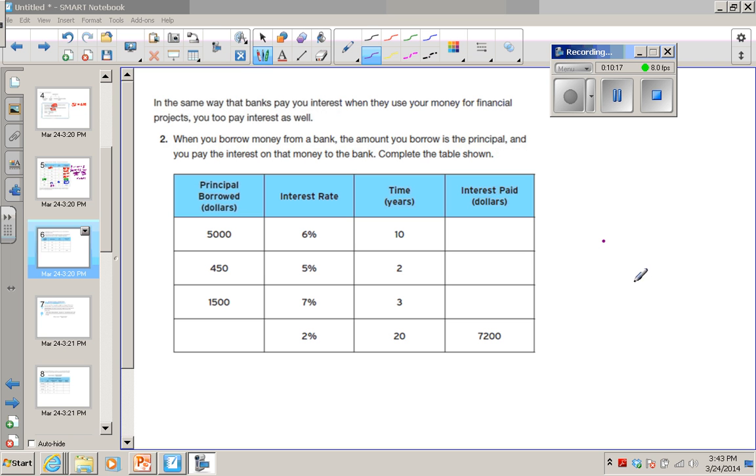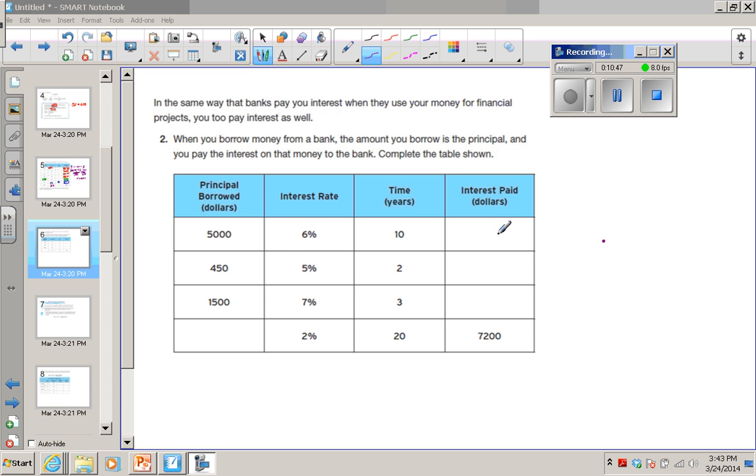A great example of this would be buying a house. Most people do not have the amount of money it takes to buy a house when they go to buy the house. So they have to borrow the money, and then they pay interest on the money based on how fast they pay it back. But anyway, for now, this is the amount of money that you borrowed. This is the interest rate at which you borrow it. This is how many years.